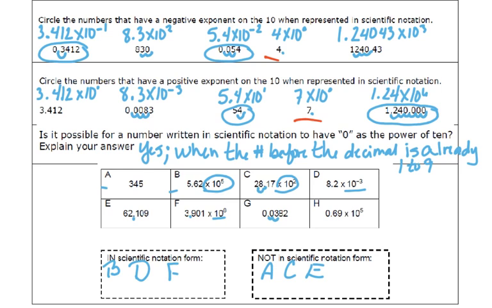The decimal would need to be to the right of the 3. So G is not in scientific notation. And then finally H. Again, we've got the times 10 to the 5th, but the decimal's not in the right spot. It should be in between that 6 and that 9. So H is not in scientific notation form.